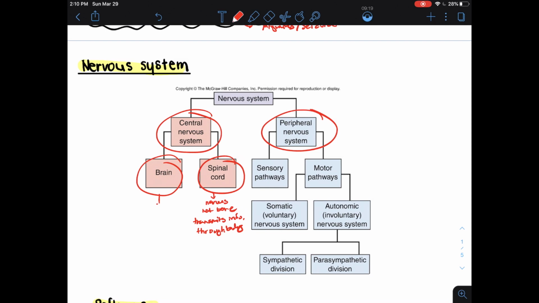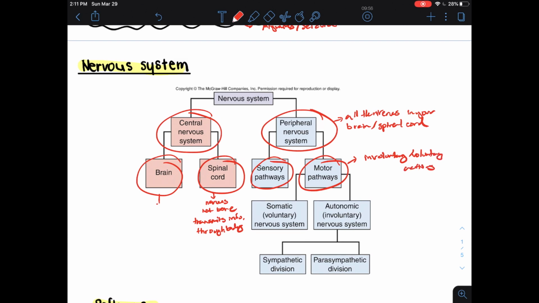And then there's the peripheral nervous system, which is everything else. So pretty much all the nerves in your body that are not in your brain or spinal cord. The peripheral nervous system breaks down into sensory pathways, which is pretty much nerves that we use for our five senses. And then there's the motor pathways, which are involuntary and voluntary actions.